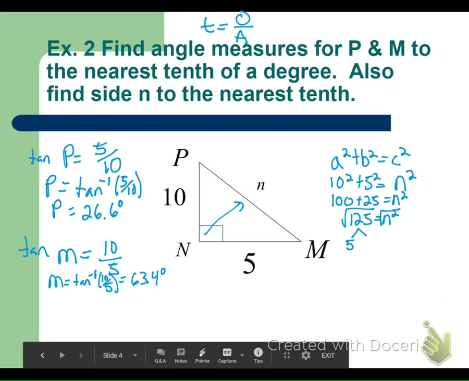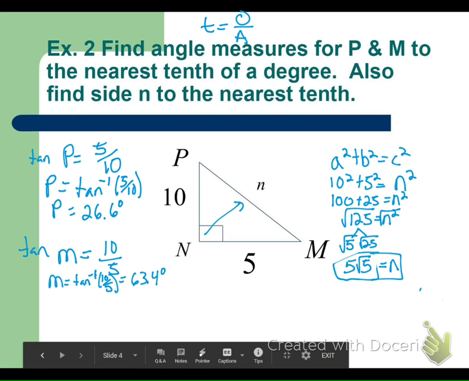25 and 5. And I really don't have to go any further than this because one of them is a perfect square. Square root of 25 is? The square root of 5 doesn't have a buddy. It stays locked up. So n equals 5 root 5. So if we would have found this first, we could have used any of the trig functions as long as we left it with a radical in it and it's an exact number.